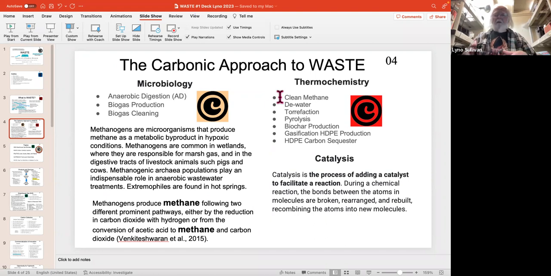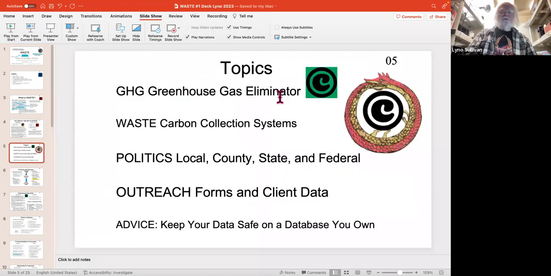Pyrolysis can begin, biochar production, and then the bottom line of all of this is HDPE production, because HDPE is the best solution, in my view, to carbon sequestration, because it's a solid. When you put carbon into HDPE plastic, it can last for centuries. That's the end game where we're heading. Catalysis adds a catalyst to get a reaction. If anybody needs a definition, or needs me to slow down, speak up, please.